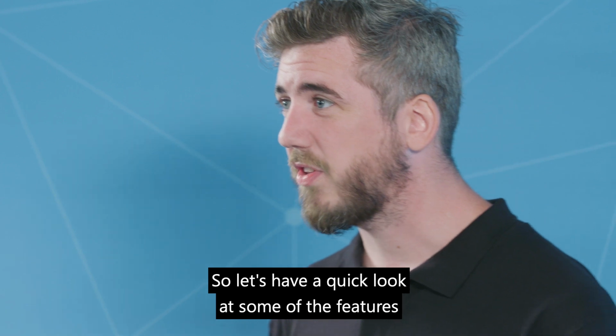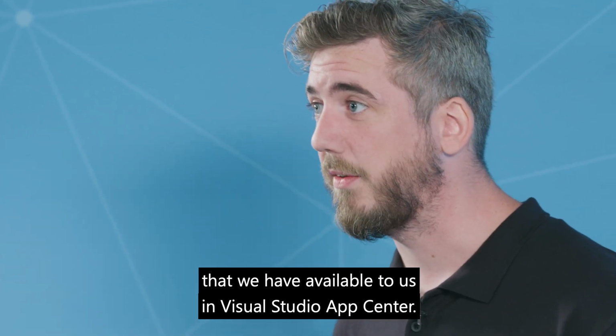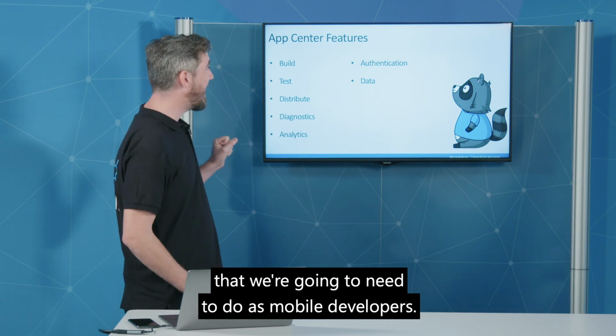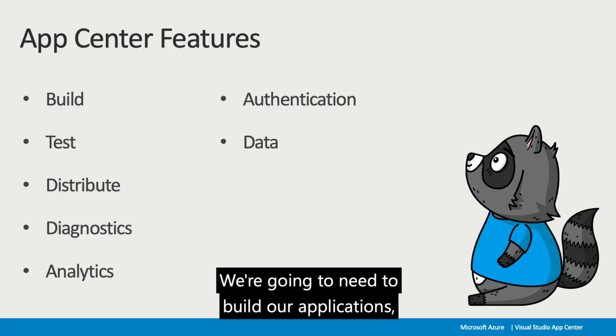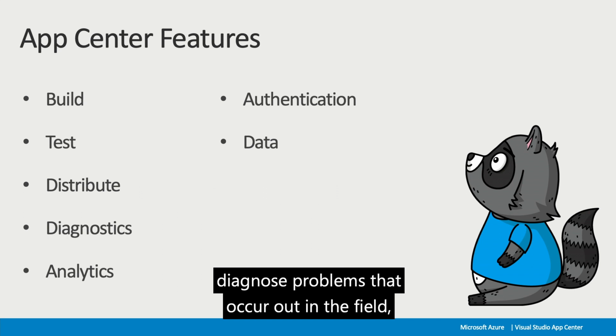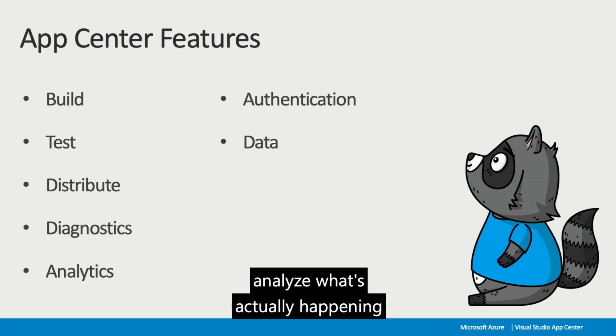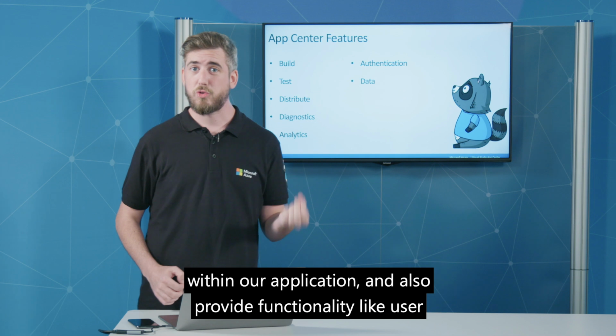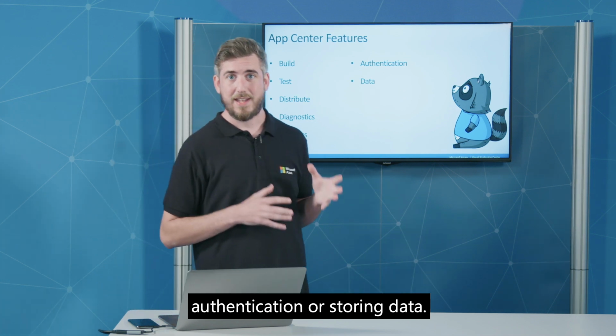So let's have a quick look at some of the features that we have available to us in Visual Studio App Center. It covers a gamut of different things that we're going to need to do as mobile developers. So we're going to need to build our applications, test our applications, distribute it out to our users, diagnose problems that occur out in the field, analyze what's actually happening within our application, and also provide functionality like user authentication or storing data.